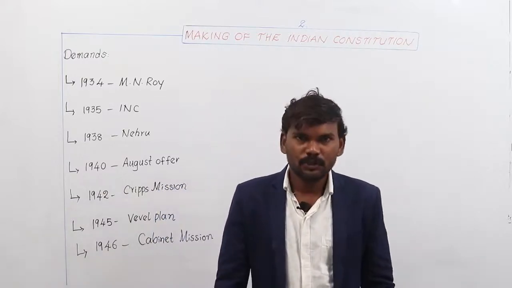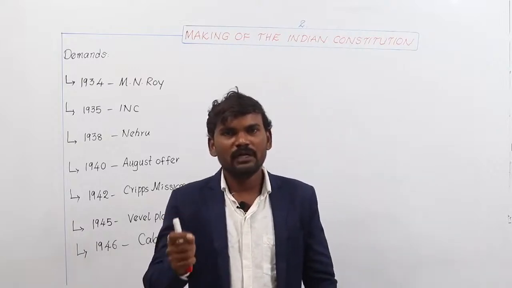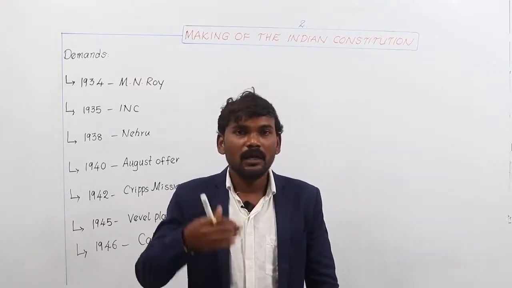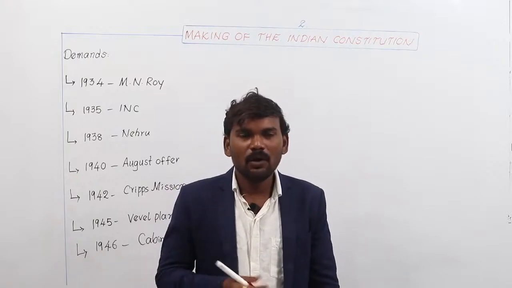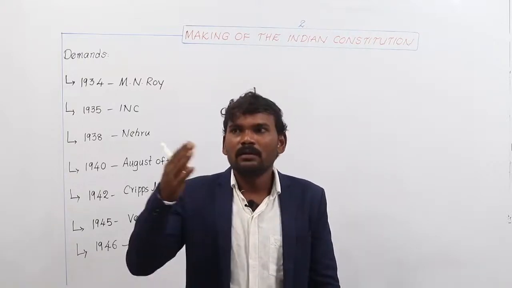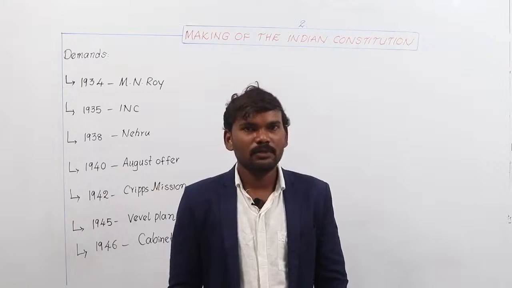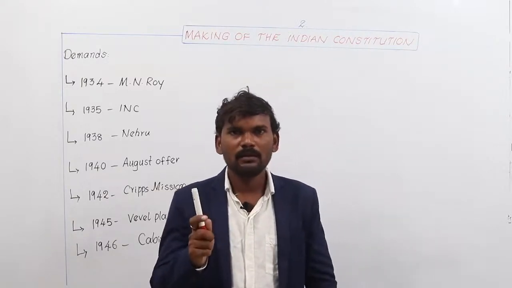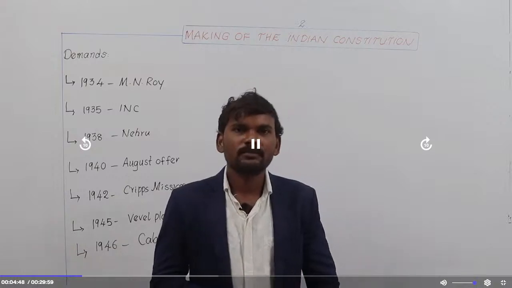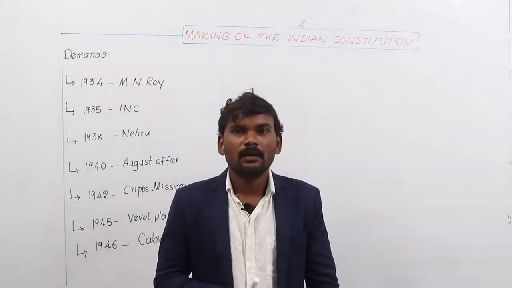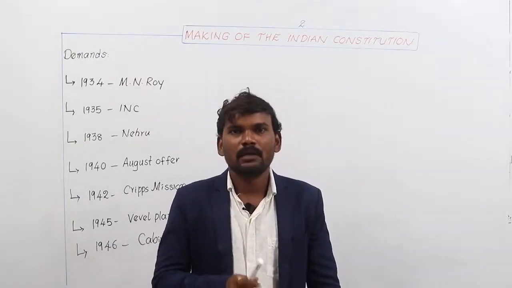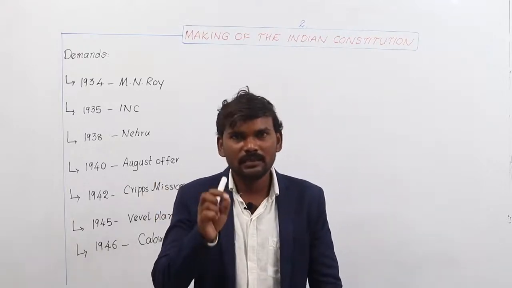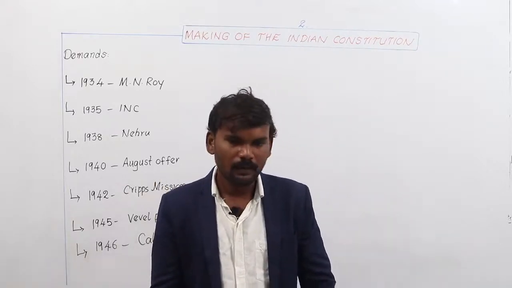The main function of a constituent assembly is to adopt a draft constitution and to act as a legislative assembly, or a parliament, until the constitution comes into existence. These are the two main functions of the Constituent Assembly: one, to make and adopt the draft constitution, and two, to act as parliament and enact laws until the original constitution comes into force.